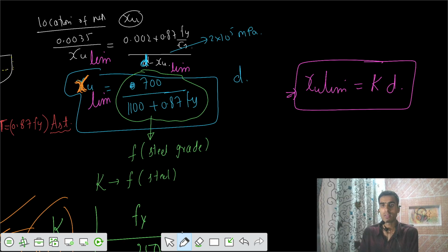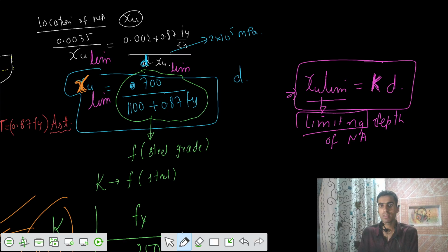Where your K is a function of steel grade, so this is the limiting depth of neutral axis. We are going to see what this limiting means, and till now let's keep it as it is. Now we need to go for one more calculation.